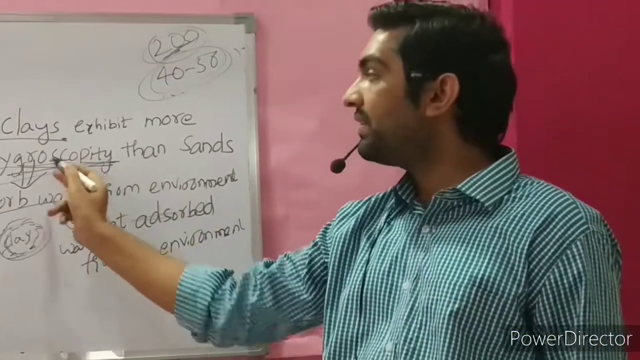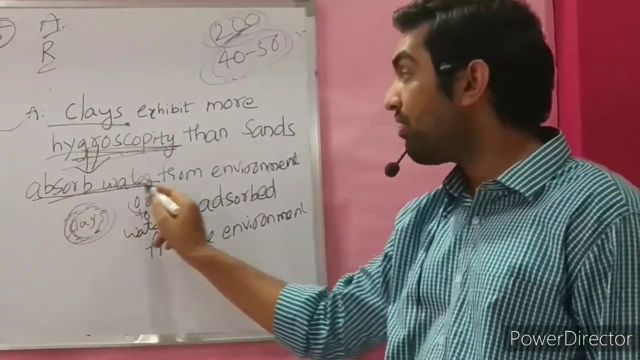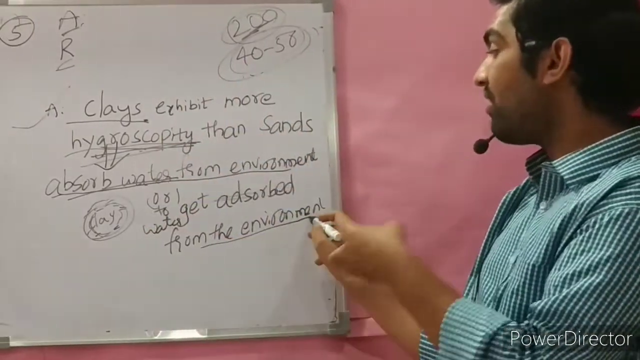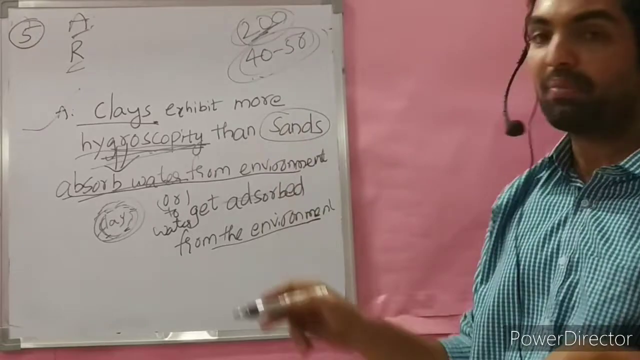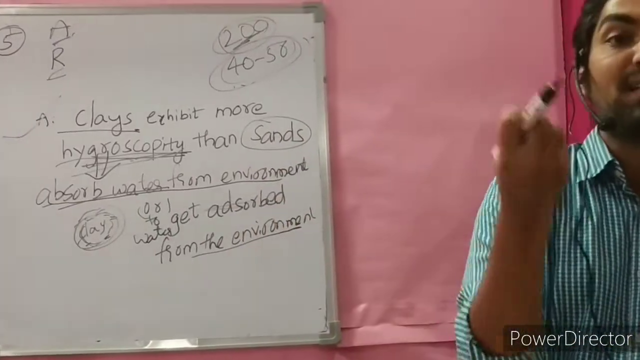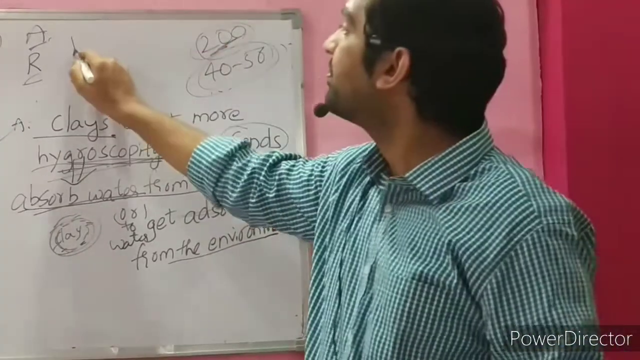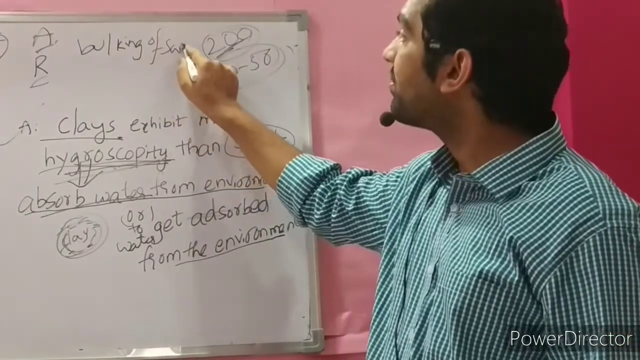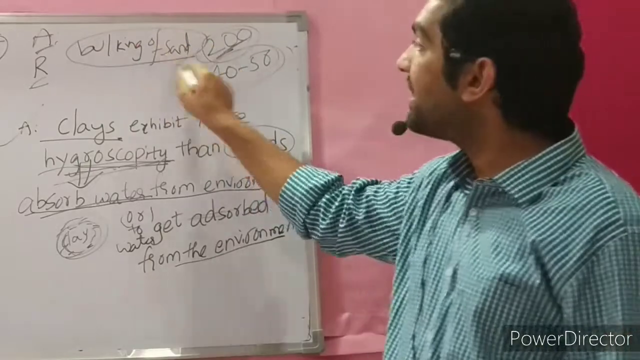But hygroscopy is different. Hygroscopy is to absorb water from the environment and also to hold it from the environment. Sand does not have that property. The property of sand related to moisture is called bulking of sand. We will study this bulking of sand in the compaction chapter. This characteristic makes sand very peculiar.